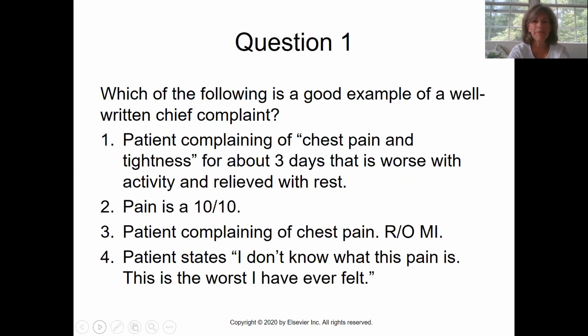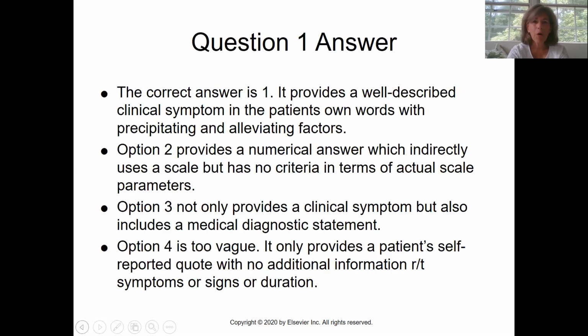And then, which of the following is a good example of a well-written chief complaint? Patient complaining of "chest pain and tightness," notice that's in quotations, for about 3 days. That's worse with activity and relieved with rest. Pain is 10 of 10. Patient complaining of chest pain, rule out MI. And patient states, "I don't know what this pain is. It's the worst pain I've ever felt." So the correct answer here is number 1.